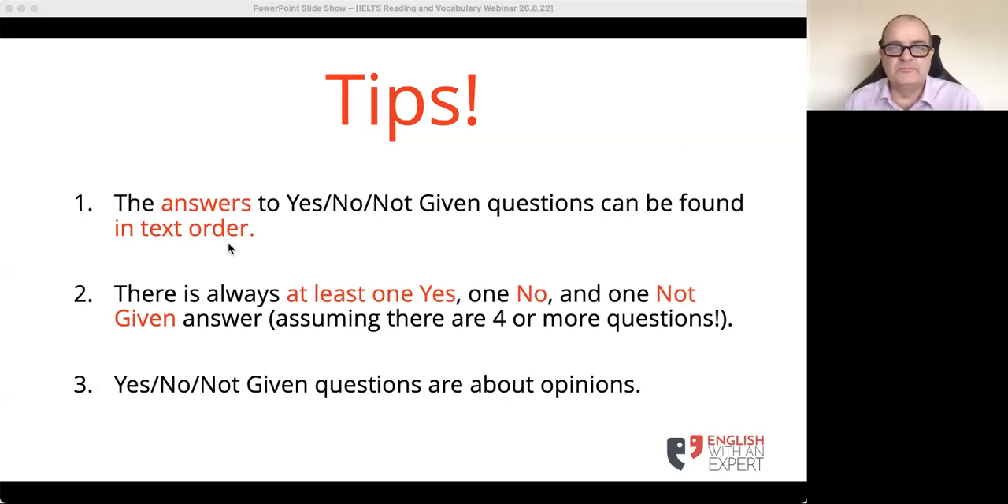For example, multiple choice questions with one correct answer are in text order as well, and other ones. Knowing which ones are in text order helps you to find the answer. If you found the answer to number 1 and you found the answer to number 3, the answer to number 2 has to be between those. If it's not between them, then it's not given. Okay, so that's the first and most important tip.